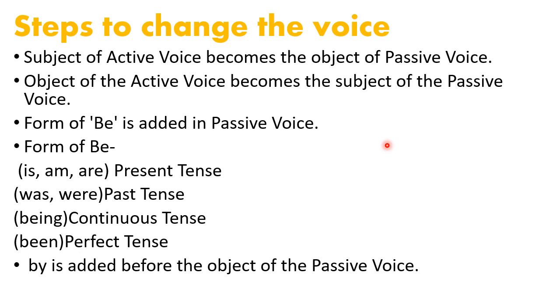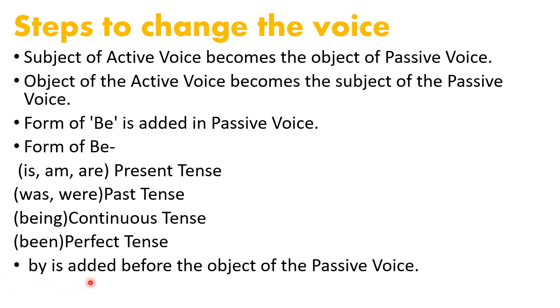Tenses or verbs will change according to the rules. Just remember that the subject of active voice will become the object of passive voice, and the object of active voice will become the subject of passive voice. The next thing that you have to keep in your mind is forms of be. Forms of be are added in passive voice. What are forms of be? Is, am, are for present tense, was, were for past tense, being for continuous, and been for perfect tense. This will be explained to you when I explain the tense chart.